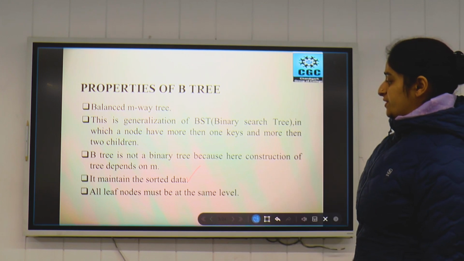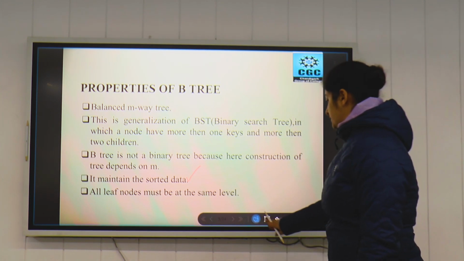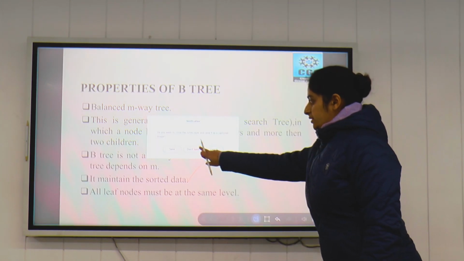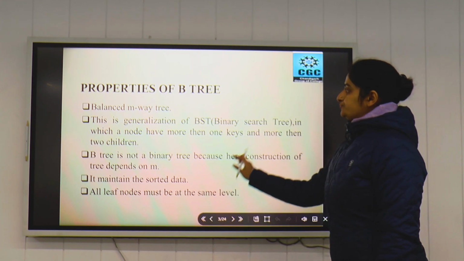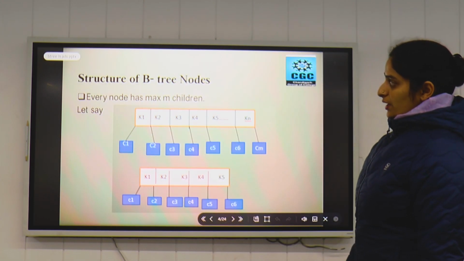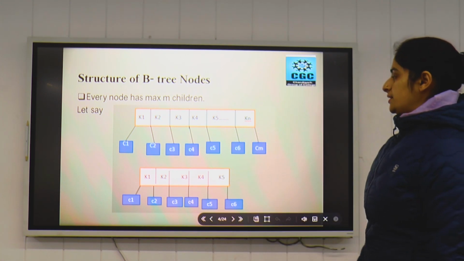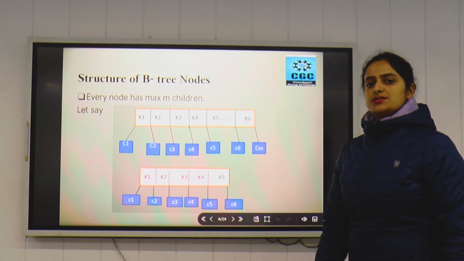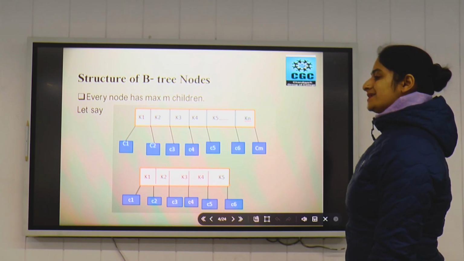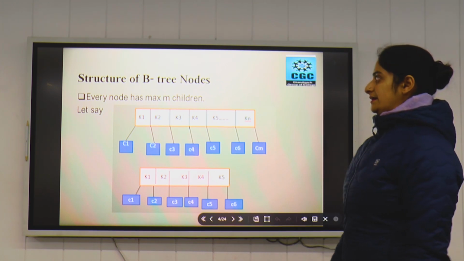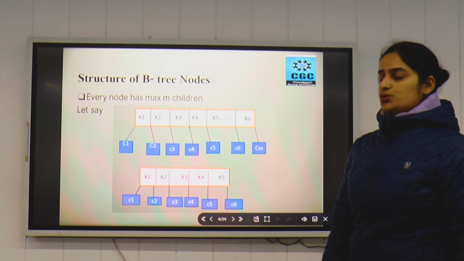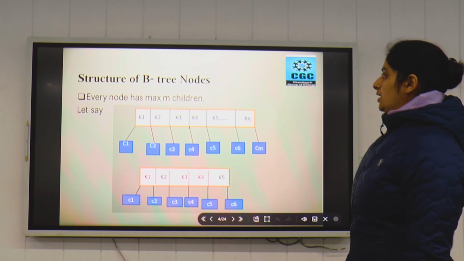All leaf nodes must be at the same level. Again, a very important point we have to follow. Now, I would like to tell you about the structure of B tree nodes. Nodes consist of the data elements, right? And we can say the information set is available inside the nodes, or the values.